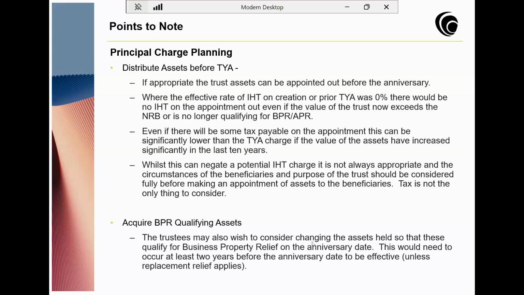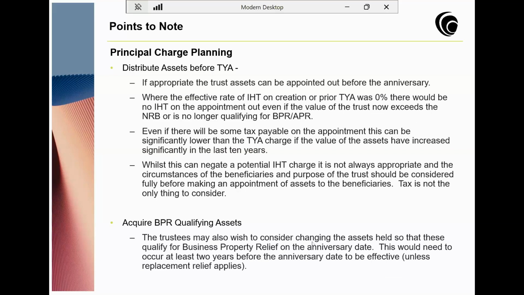So some points on planning for the 10-year charge in a trust. It can often be beneficial if you've set up a trust with assets within the nil rate band. If in the first 10 years, those could be appointed out without paying inheritance tax. So if there's been a significant increase in the value within the first 10 years, you can appoint them out just before the 10-year charge without paying any inheritance tax, which is often quite good.